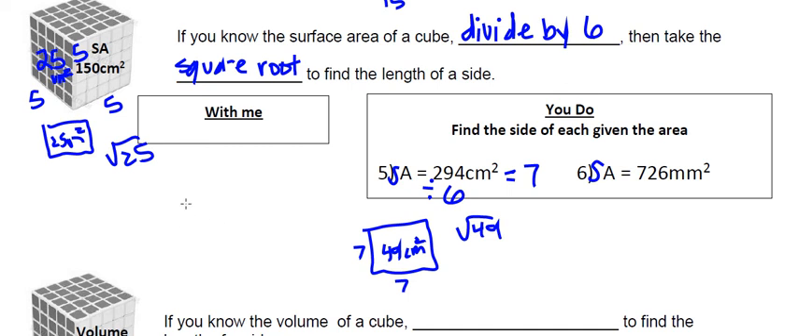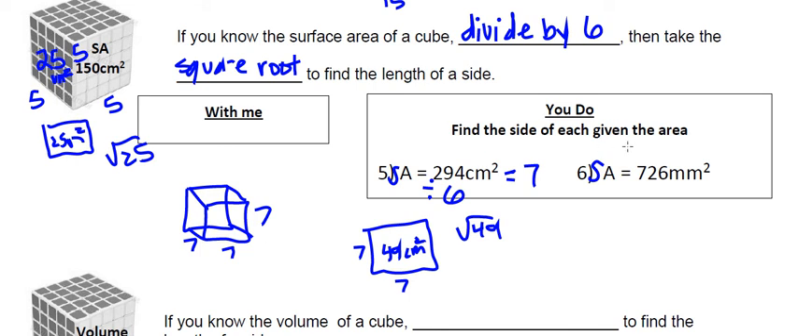So then if you want to recreate that figure to make sure that makes sense, you'd have 7 by 7 by 7. This front face here would be 7 by 7, which is 49. And 49 for one face times the 6 faces would give you 294.